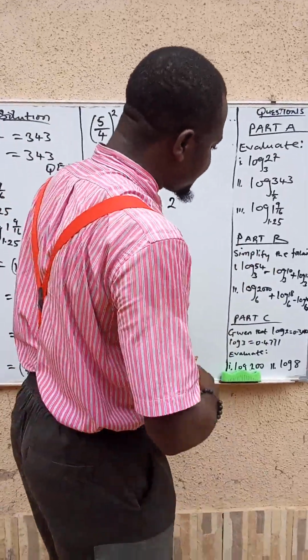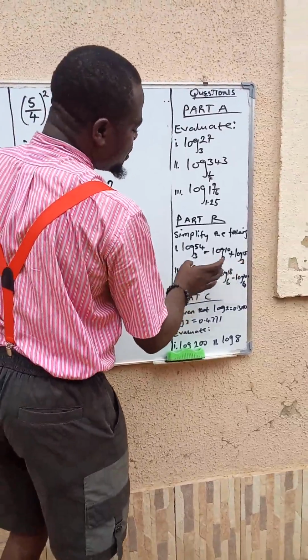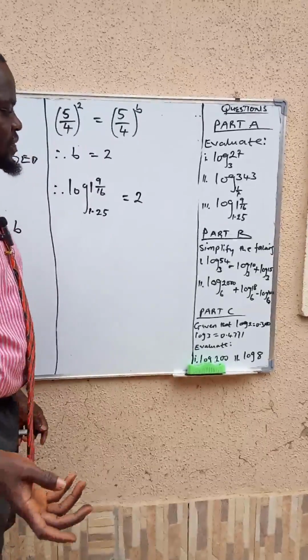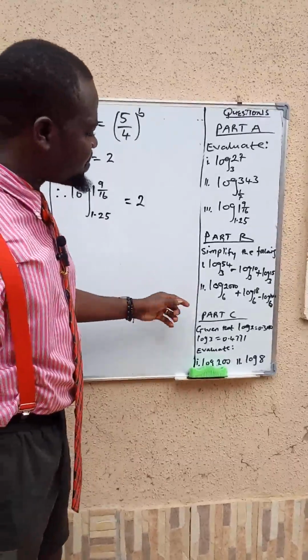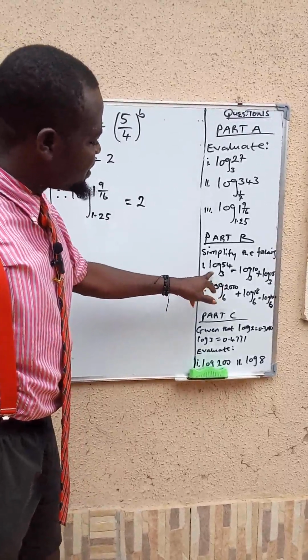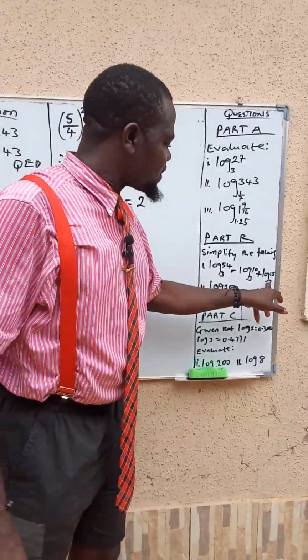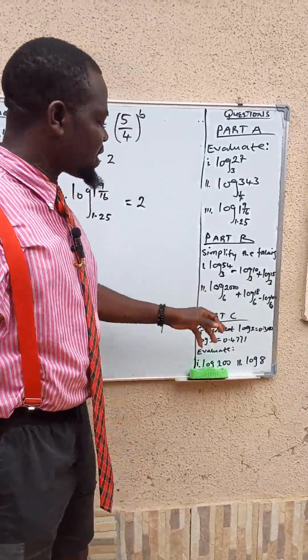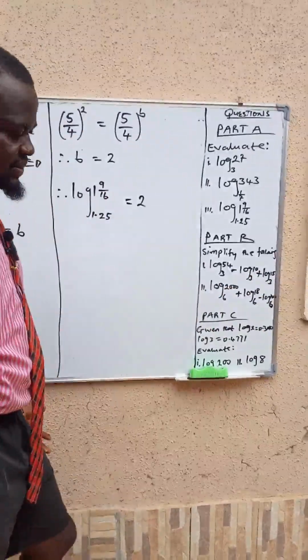Then part B, they are telling me to simplify. Yes, I have to simplify. This one is very simple. It's a law of logarithm. This is plus, this is plus, so they will multiply each other and divide by 10.